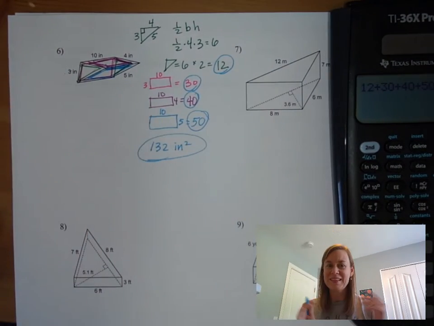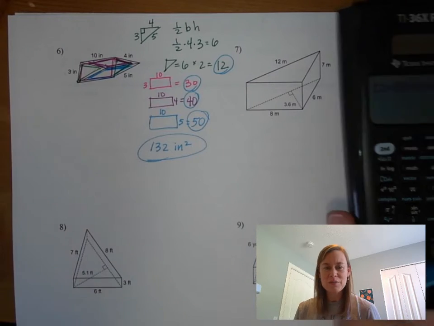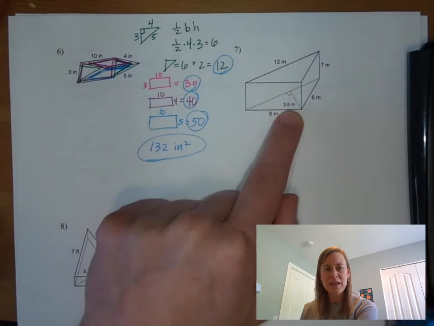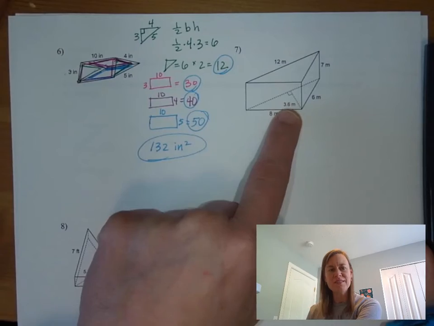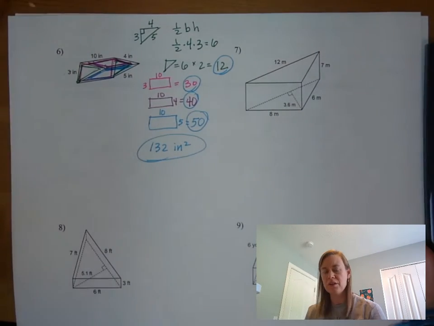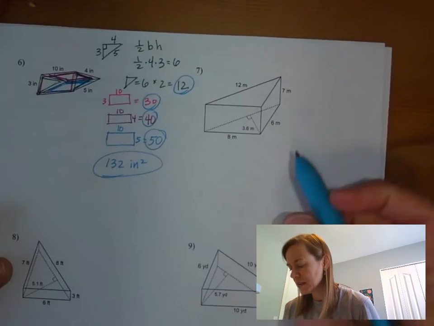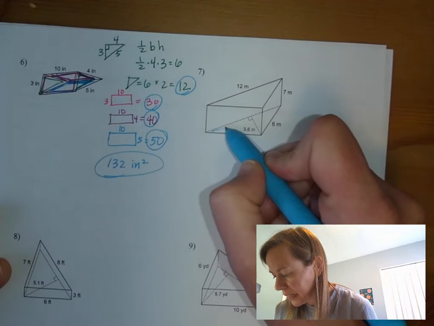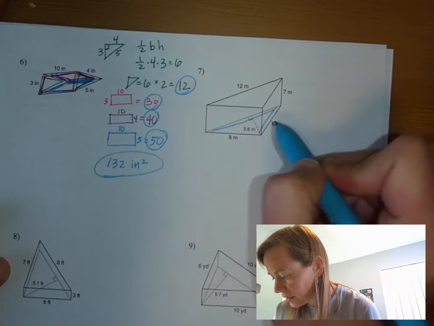Alrighty, so that's how you do that one. Now stick with me, let's watch another one, because finding the area of this triangle is just a little bit different than finding the area of that triangle was. So I'll go ahead and start off with my blue. Like I said, we'll do the triangle first.